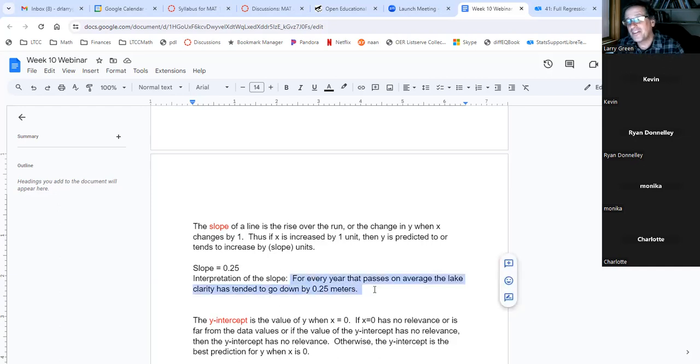By the way, especially those who are in Tahoe, do you think that's okay? If on average, there tends to be a drop in clarity of 1/4 meter every year? Yeah, no, that is a horrible disaster for our lake.